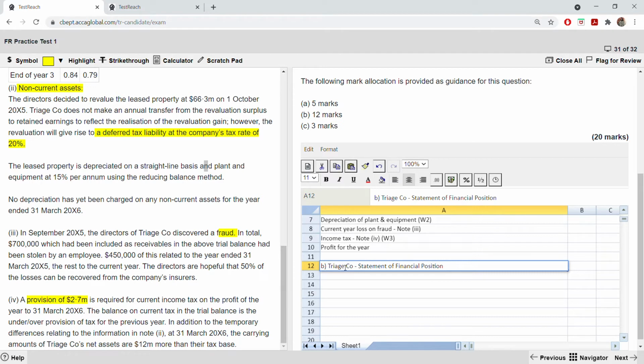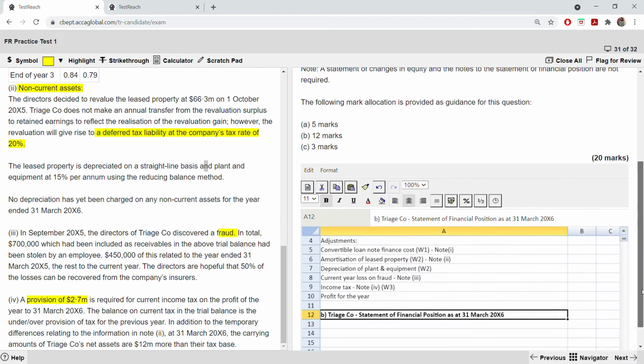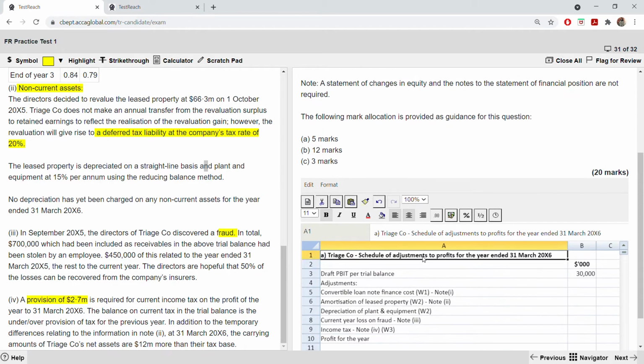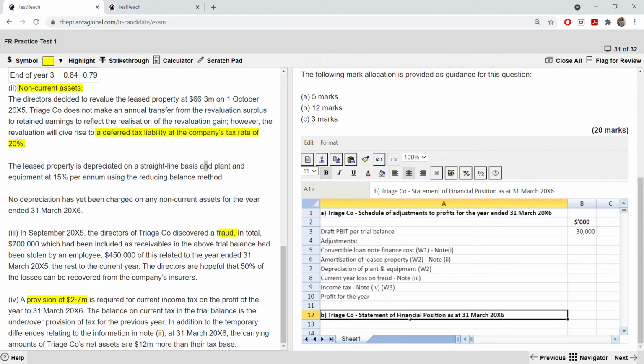Statement of financial position as at 31st March 2006. You can even bold the headings and the title, since you have done it here. Try to be consistent always. Since you have bolded here for part A, let us do it for part B too.